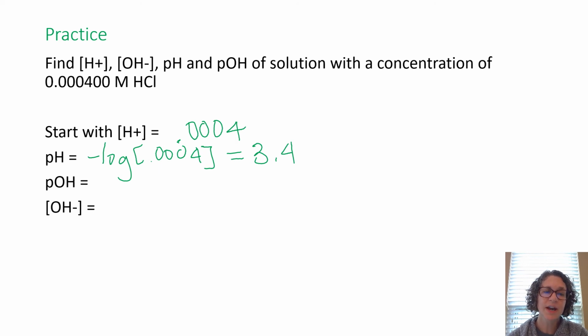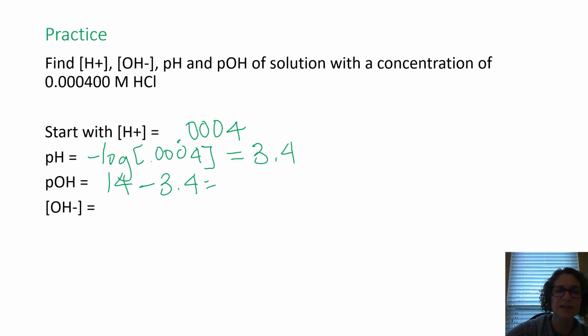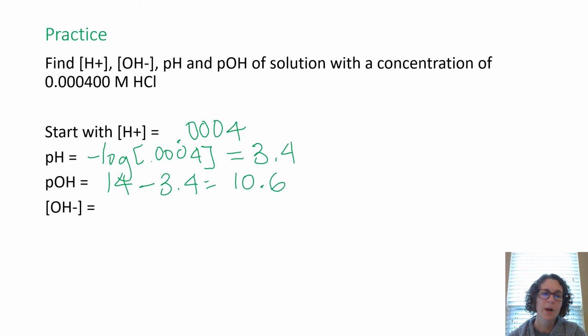Then the next one it asks you to find is pOH. The easiest way to do that is just to subtract. So 14 minus our pH value, which was 3.4, will give you 10.6. All right, so now we've got the first three components, and then the last one.